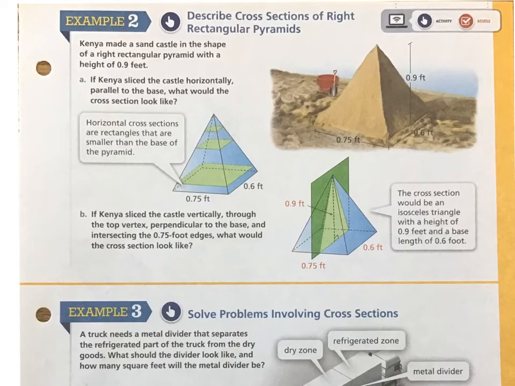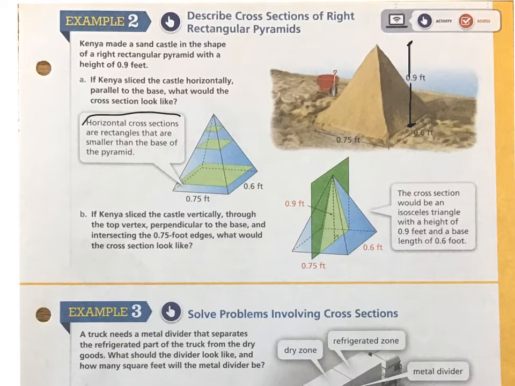Now let's try example 2. Describe cross sections of right rectangular pyramids. Kenya made a sandcastle in the shape of a right rectangular pyramid with a height of 9/10 feet. Okay, so remember that height right here is from the top of the pyramid measured all the way down to the base of that pyramid. A, if Kenya sliced the castle horizontally, parallel to the base, what would the cross section look like?